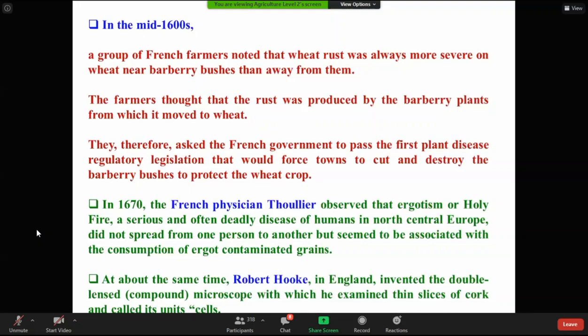But after that, in the mid 1600s, a group of French farmers observed something. What did they observe? Wheat rust disease in wheat, and they also observed the wheat plants near the barberry bushes. There is a plant called barberry.